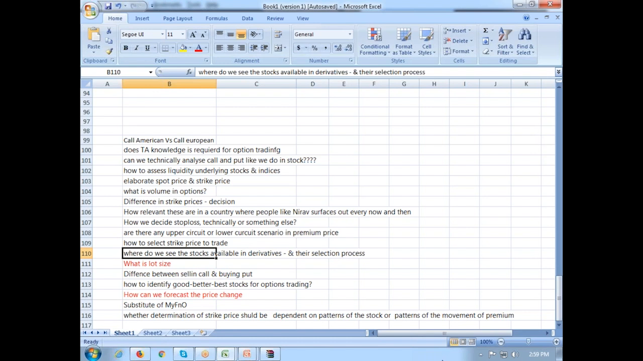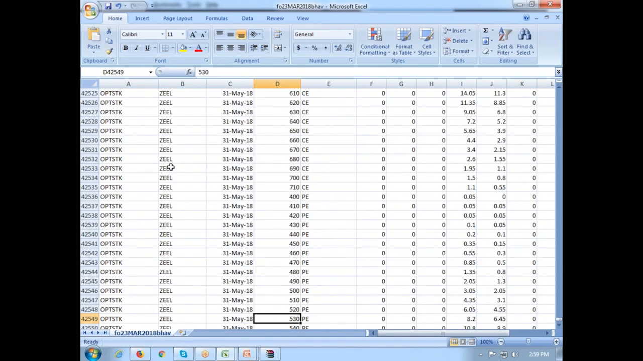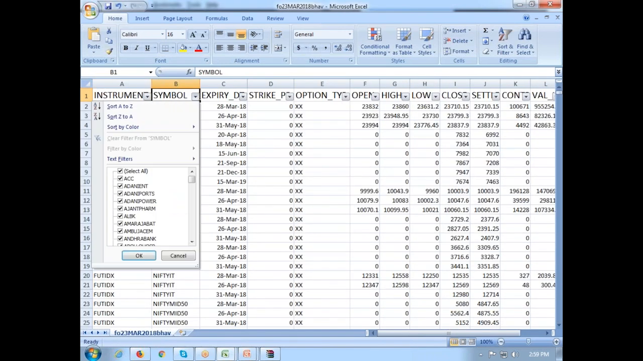Where do we see the stocks available in derivatives and their selection process? You see the stocks available in derivatives in the Bhav copy. You can see there are 209 stocks. Let me open the Bhav copy for you, and let me filter this. You go to symbols and check all the symbols here. The symbol that you need, you type in the name. Let's say GSFC. That's there. Let's say Shobha Developers. Shobha Developer नहीं है. तो Shobha Developer नहीं है and GSFC है. So that's how you decide which is there.